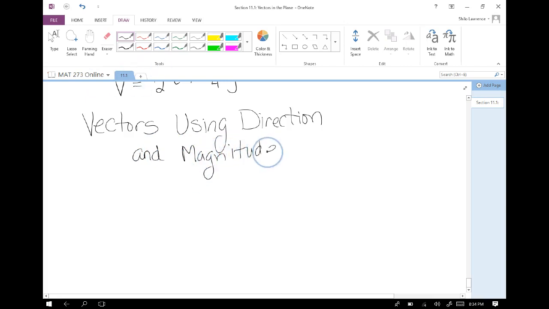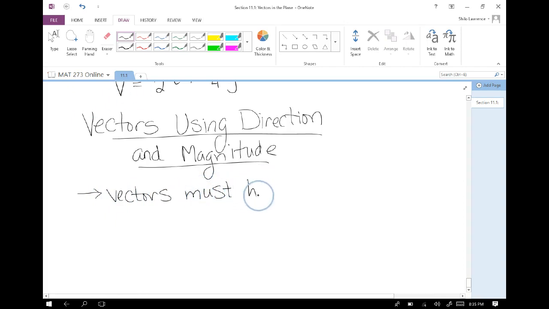It's much more intuitive to think about a vector based on how big it is and what direction it points in. The problem with this, though, is when we do calculations, we are not allowed to combine vectors unless they point in the same direction. Vectors must have the same direction or exact opposite in order for us to algebraically combine them.